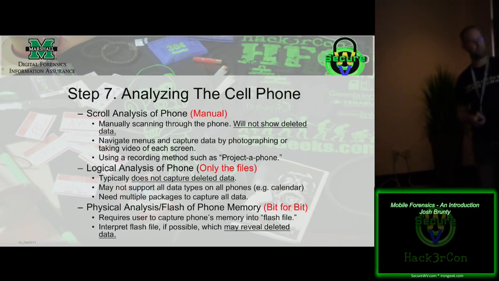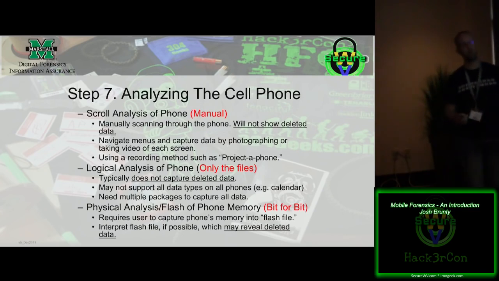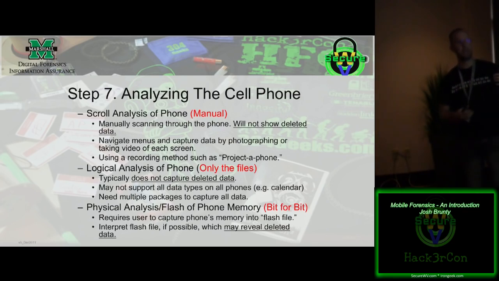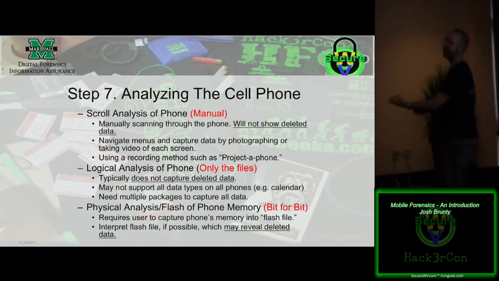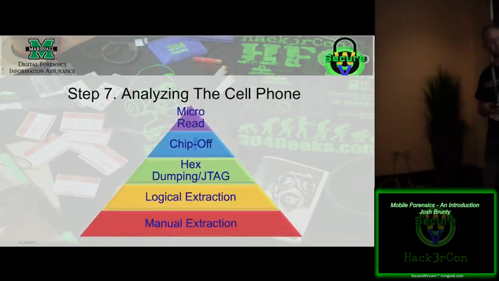The thing that we want to go after is the physical image of it, which is the bit for bit. And the reason that we want a bit for bit image of that is because we want to get that part of the flash-based memory so we can carve out the deleted information from the phone. So a bit for bit, what we call a full bit stream or a full physical dump of the file, which is just one big giant binary file, then we can start to carve out the individual databases and the deleted files and the deleted databases that may be in that file. So deleted text messages come in the physical analysis.